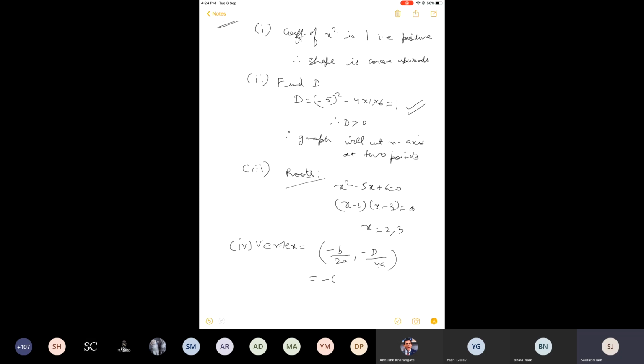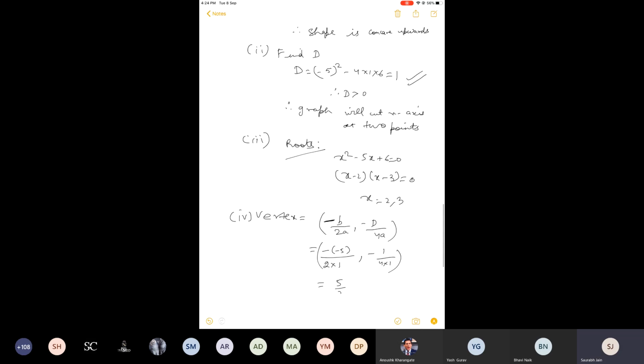So b is how much? B is minus 5. Please note minus is there in the formula and b itself is negative. So the vertex is minus b upon 2a comma minus of discriminant upon 4a, which is minus of 1 upon 4 into 1. So this will give you 5 by 2 comma minus 1 by 4. This is the vertex or the turning point.